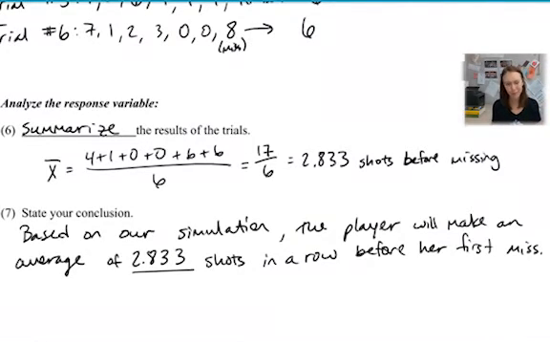Now, you can't make 2.8 shots, so you could round. You could say 2 or 3, depending on if you're saying, well, that's 2 made shots. She didn't quite get to 3, or whether you're rounding to the nearest number. As long as I've shown my math and it's clear where that number 2 or 3 is coming from, then you've pretty much covered all your bases.